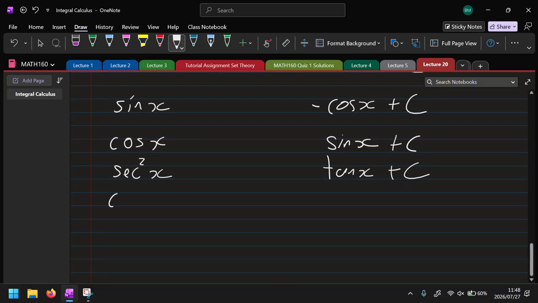Okay, then we have cosec squared. Again, this is where that minus sign comes in. So what is the derivative of cotan? Remember, the derivative of tan was sec squared. The derivative of cotan was minus cosec squared. So again, there's that minus. So the antiderivative of cosec squared is minus cotan. Okay. So wherever the minus was for the derivatives is now the opposite for the antiderivatives.